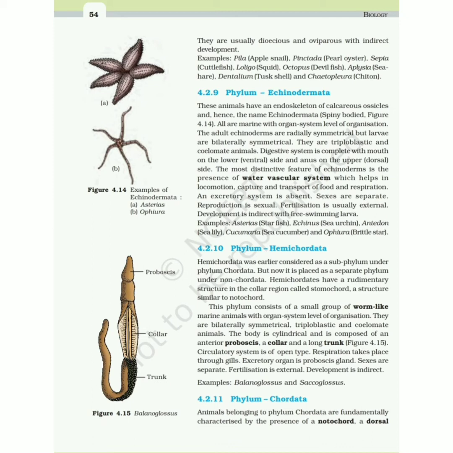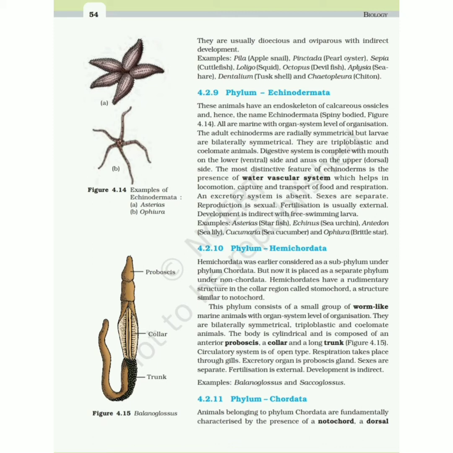4.2.9 Phylum Echinodermata. These animals have an endoskeleton of calcareous ossicles and, hence, the name Echinodermata, spiny-bodied, figure 4.14. All are marine with organ system level of organization. The adult echinoderms are radially symmetrical but larvae are bilaterally symmetrical. They are triploblastic and coelomate animals. Digestive system is complete with mouth on the lower ventral side and anus on the upper dorsal side.